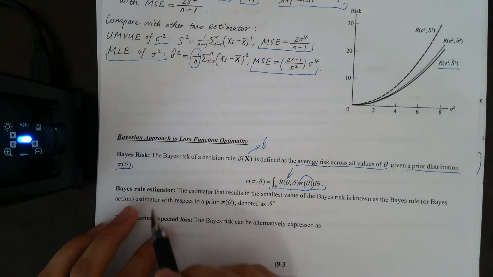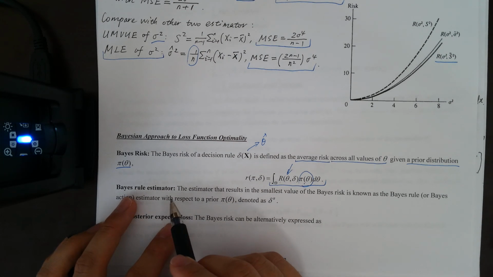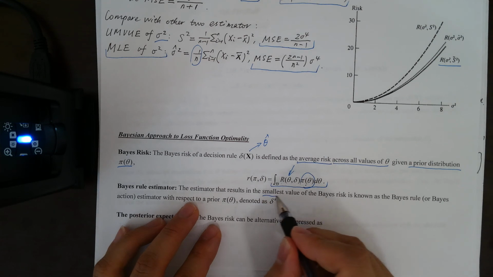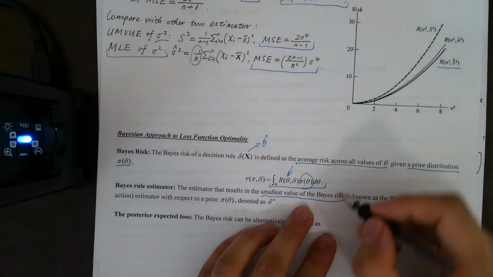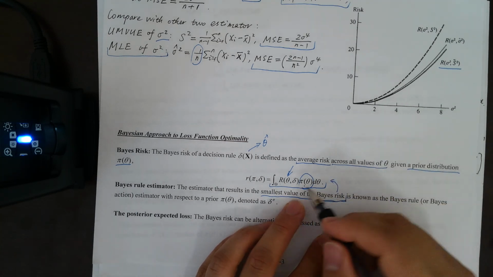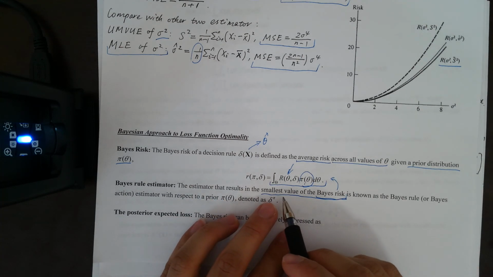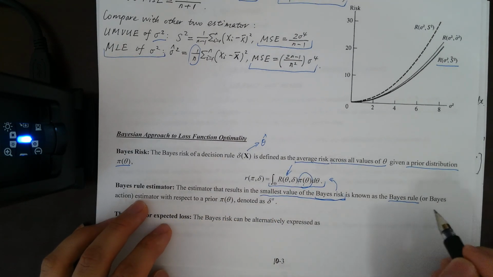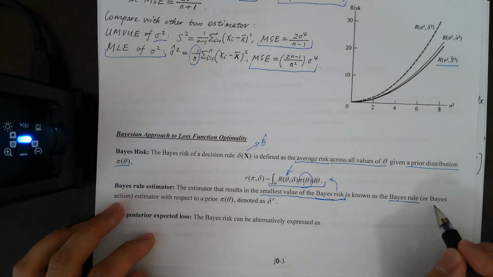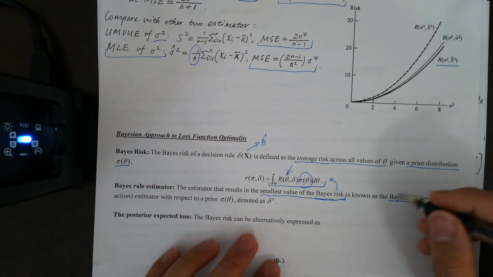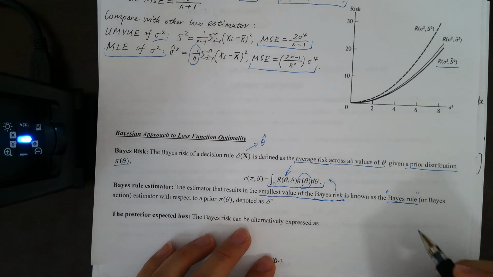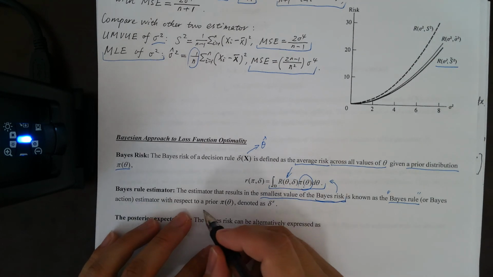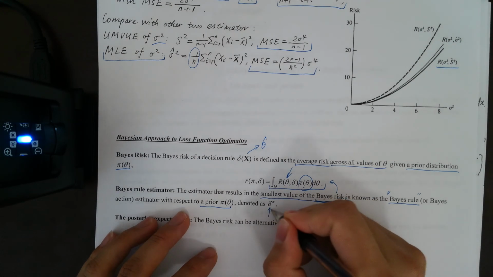Okay, so the next definition is called the Bayes rule estimator. The Bayes rule estimator is the one that results in the smallest value of the Bayes risk, the definition of which we just discussed. The estimator that gives us the smallest value of the Bayes risk is called the Bayes rule estimator, or alternatively the Bayes action estimator, or sometimes simply the Bayes rule. This is called the Bayes rule estimator with respect to a prior pi theta, which is denoted by delta pi.